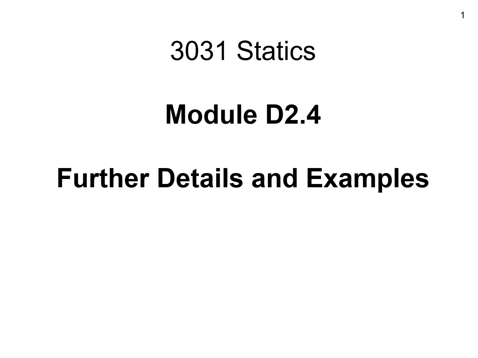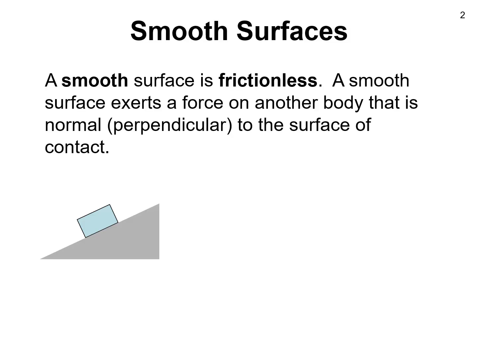In this module, we will discuss further details and examples of free body diagrams and forces. So the first thing that we'll categorize again is a smooth surface. We talked about this already a little bit, but let me say again, a smooth surface is frictionless.